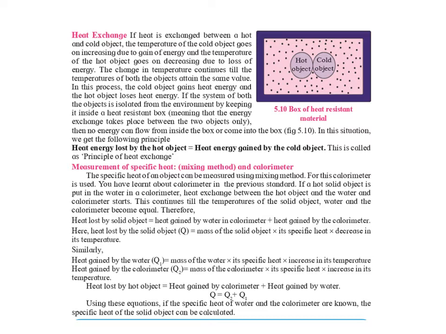What does this principle tell you? This tells you that in an isolated system, the heat energy lost by the hot object equals the heat energy gained by the cold object. Now this can happen only in an isolated system, where there is no heat being lost to the atmosphere or heat coming in from the atmosphere.